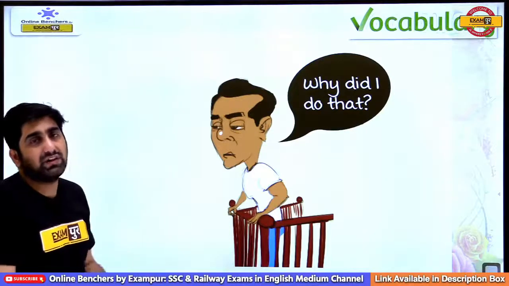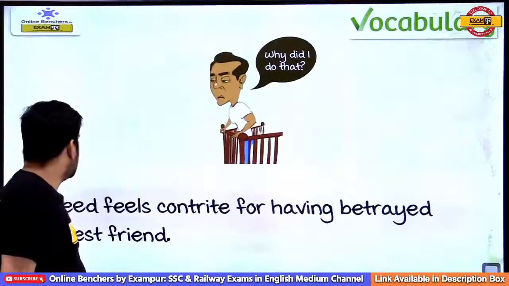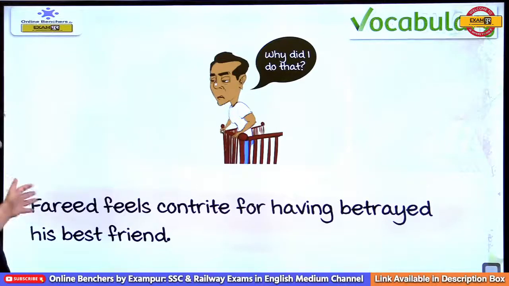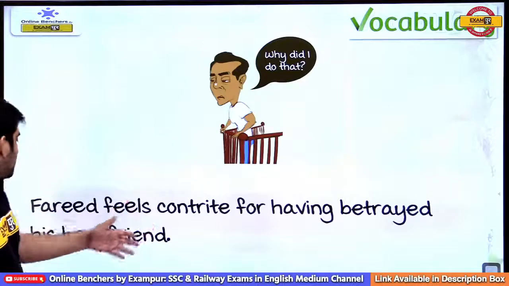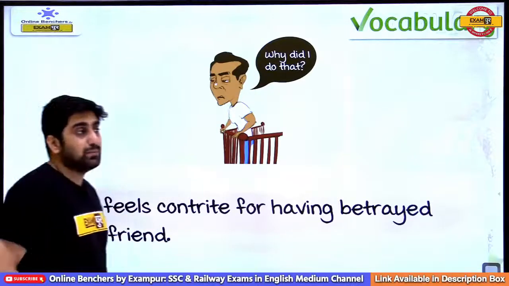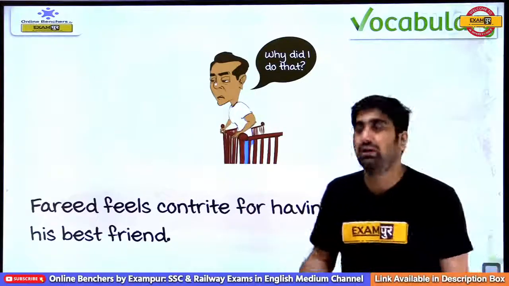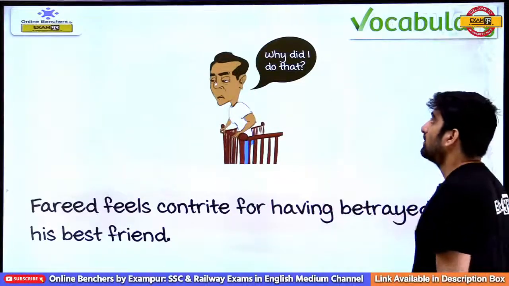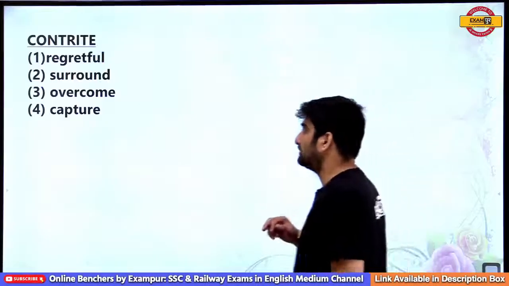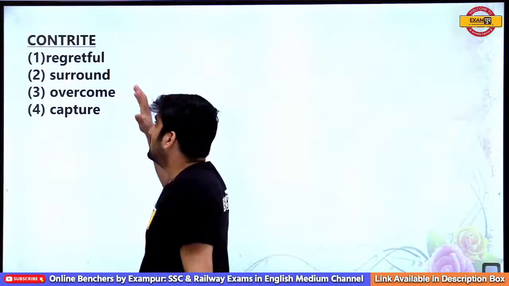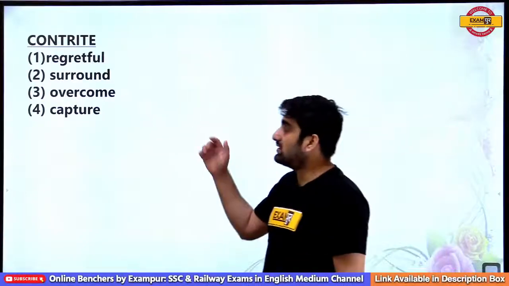do that? मैंने आखिर ऐसा क्यों किया? And hence will be the meaning of the statement. So Farad feels, Farad ने महसूस किया, contrite for having betrayed his best friend, अपने बेस्ट फ्रेंड को धोखा देने के बाद उसे इस बात का सच में अफसोस हुआ, and that is contrite. Why did I do that? इसे अफसोस हुआ कि आखिर न जाने मैंने ऐसा क्यों किया. Contrite was asked in the examination with these 4 options. Choose wisely which according to you is the correct answer.